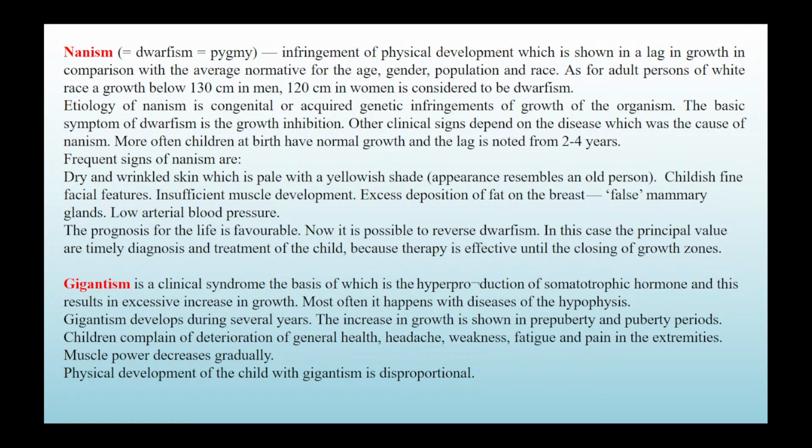Gigantism is a clinical syndrome, the basis of which is hyperproduction of somatotropic hormone, and this results in excessive increase of growth. Most often it happens with diseases of the hypophysis. Gigantism develops over several years. The increase in growth is shown in the pre-puberty and puberty periods.